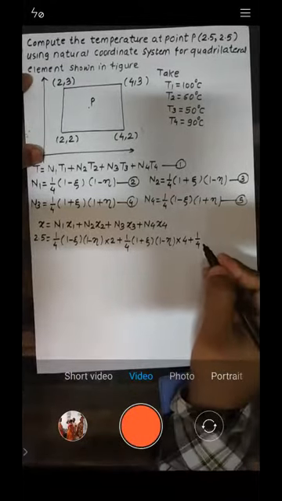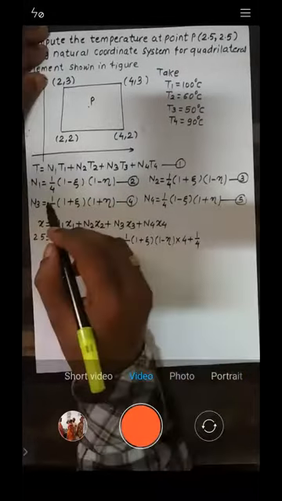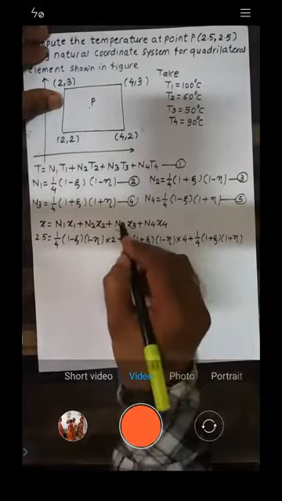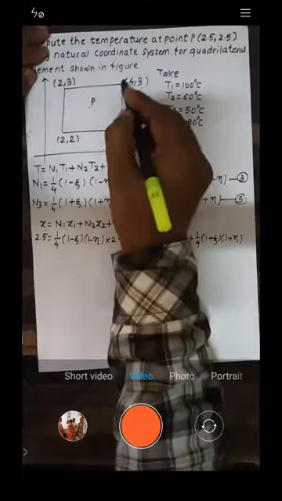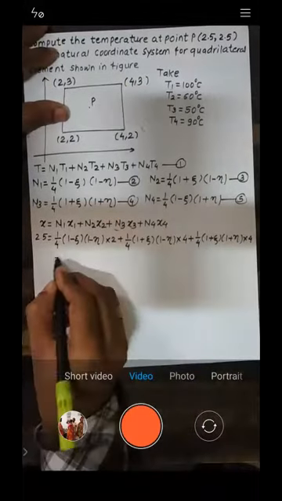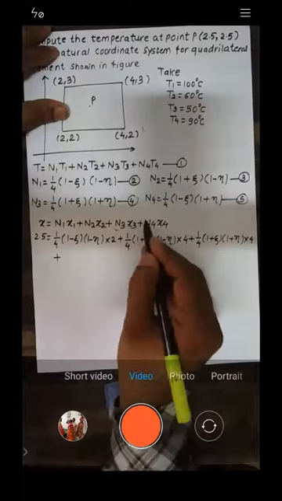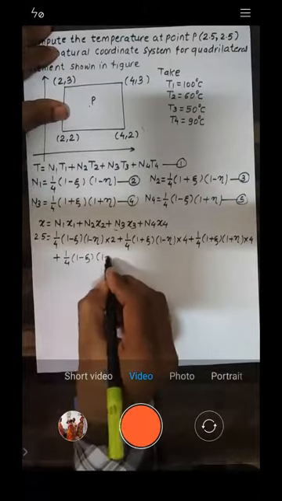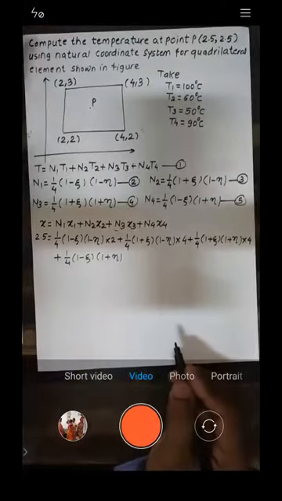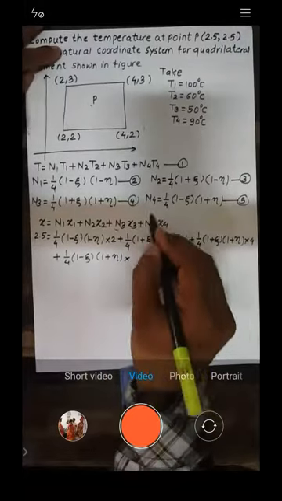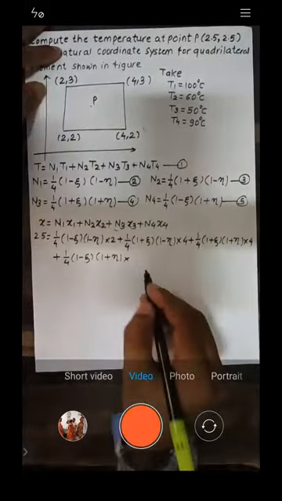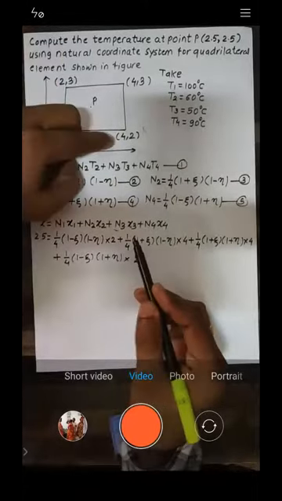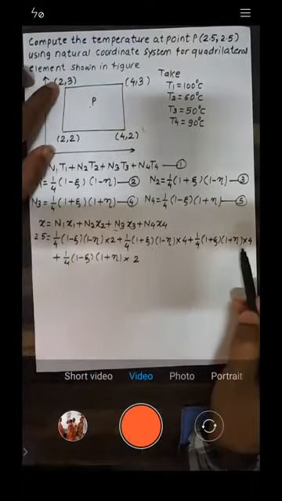Now I need to put the value of N3. What is the value of N3? 1 by 4, 1 plus zeta, 1 plus neta. This is N3 into X3. What is X3? It's 4. Plus N4. What is N4? 1 by 4, 1 minus zeta, 1 plus neta. Try to understand. This is N4 into X4. What is X4? It's 2. Yes or no? X1 is 2, X2 is 4, X3 is 4, and X4 is 2. That is written, right?